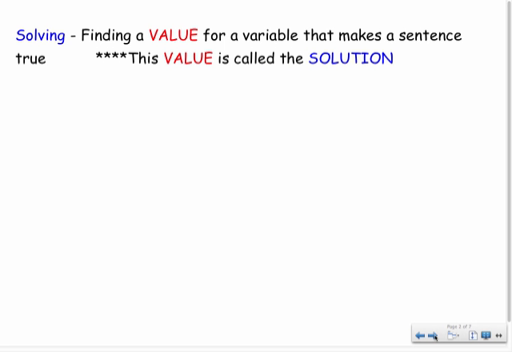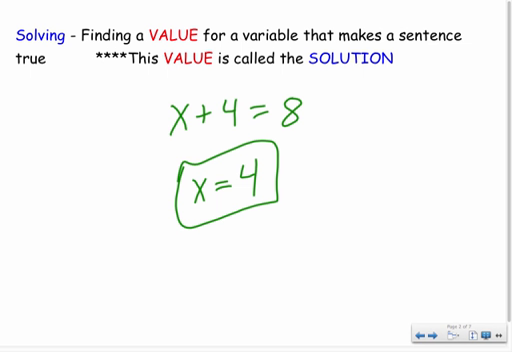One more definition, solving. Whenever it says to solve, we need to find a value for the variable that makes the sentence true. Okay, and this value is called the solution. So for example, if I had x plus 4 equals 8, right? What number plus 4 is 8? Well, 4 plus 4 is 8. So 4 would be my solution for x. That's all I'm saying when we solve. We find the solution. Okay, pretty basic.